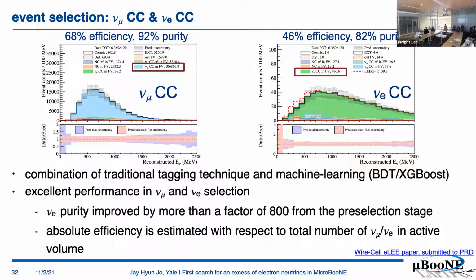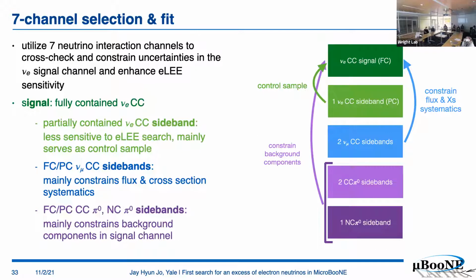So this is a spectrum, without any data yet, just the simulation. I'm showing you this to show how high the statistics we have are. For the νμ case, we have more than 100K predicted events, and for the νe case, we have more than 480 events. So we have the selection ready. Now we have to look for our signal.